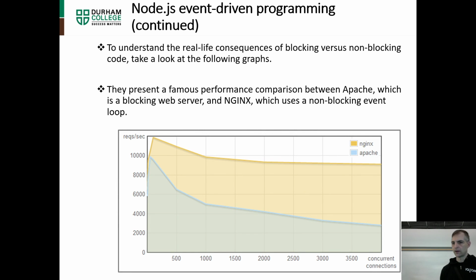But not so with Node. So here's a graph. You can see NGINX, right? NGINX is a very popular back-end server that works on Linux for Node.js. And you can see that as I get more concurrent connections, right? So here is Apache. With more concurrent connections, I start dropping in terms of performance. I can only handle so many requests per second, right?